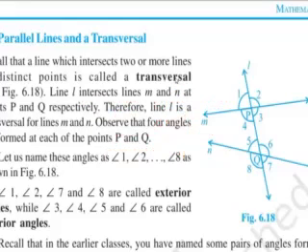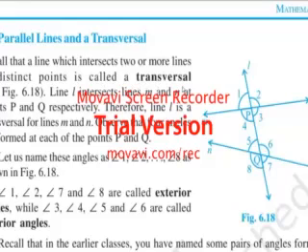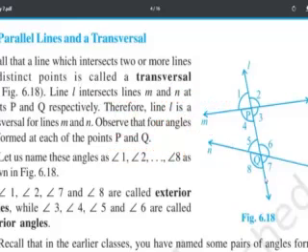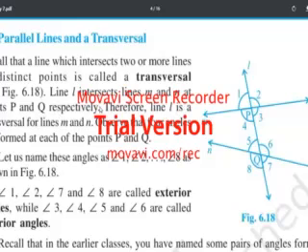explanation. You can see here it has been said, recall that a line which intersects two or more lines at a distinct point is called a transversal line. That means the line which is joining or intersecting two or more lines at a distinct point is called a transversal line. If you see figure 6.18, line L intersects M and N at points P and Q respectively. Therefore line L is a transversal for lines M and N.